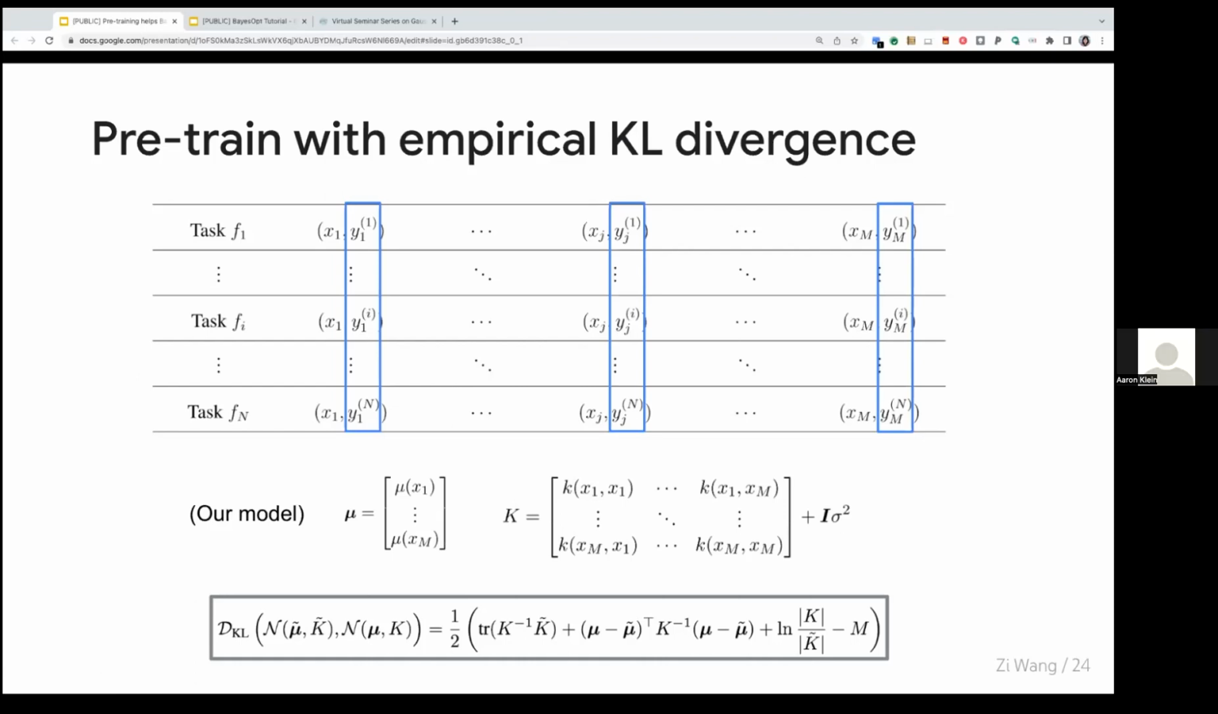Sorry, quick question here. So your x, they need to be the same across tasks, right? So x1 is the same for f1 as it is for f2 or f3. Yes, in this case. But I'll talk about a more general case in a slide or so. Okay, cool. Thanks.